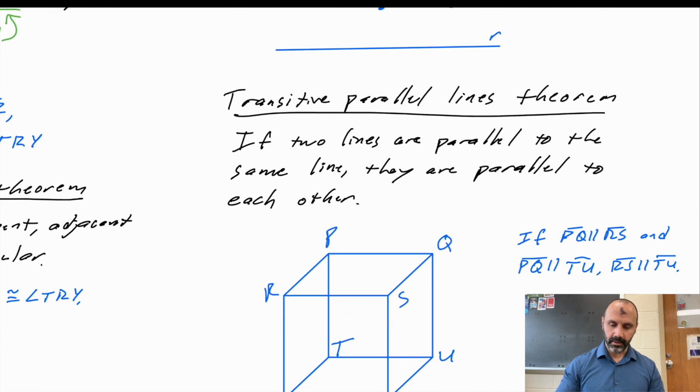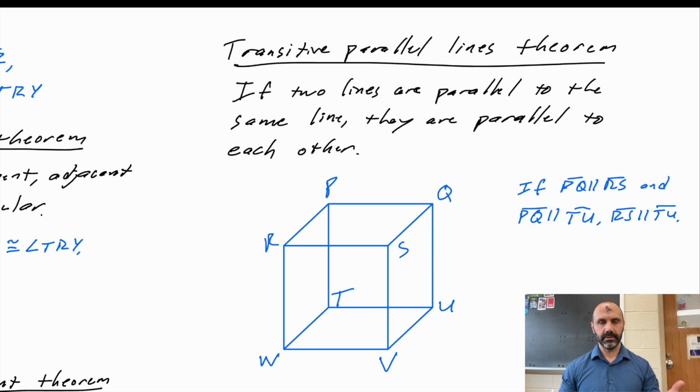Okay, transitive parallel lines theorem. If you have two lines that are parallel to the same line, then they are parallel to each other. The transitive property of equality, for example, is that if A equals B and B equals C, then A equals C. It's the same kind of idea with parallel lines that we can use. If two lines are parallel to the same line, then they're parallel to each other. And so we have here, right? PQ is parallel to RS, but PQ is also parallel to TU. So TU and RS are both parallel to PQ. That means then that they are parallel to each other.